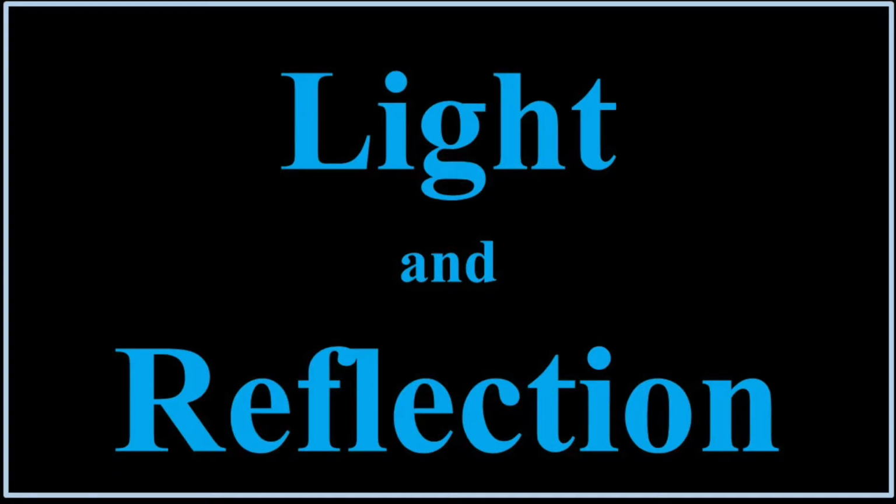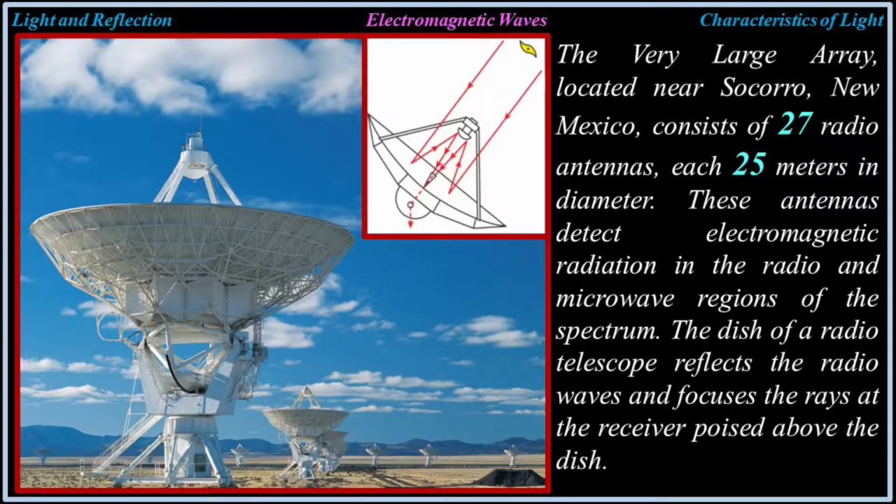Light and reflection, the behavior of light as it bounces off things. The Very Large Array, located near Chiraco, New Mexico, consists of 27 radio antennas, each 25 meters in diameter. These antennas detect electromagnetic radiation in the radio and microwave regions of the spectrum.